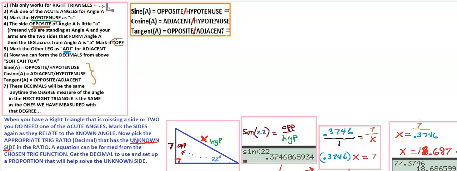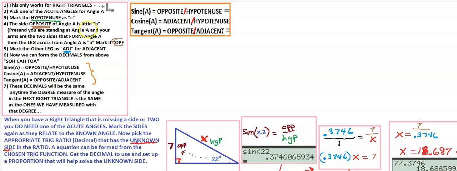Suppose we have a triangle and we know one of the sides of the right triangle. It has to be a right triangle. We know one of the legs. In this case, we're looking for the hypotenuse. This same process would work if we had one leg and we were looking for the other.